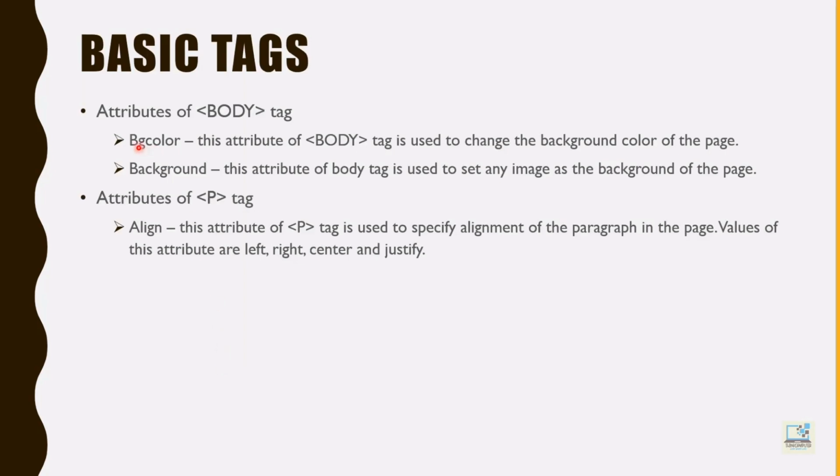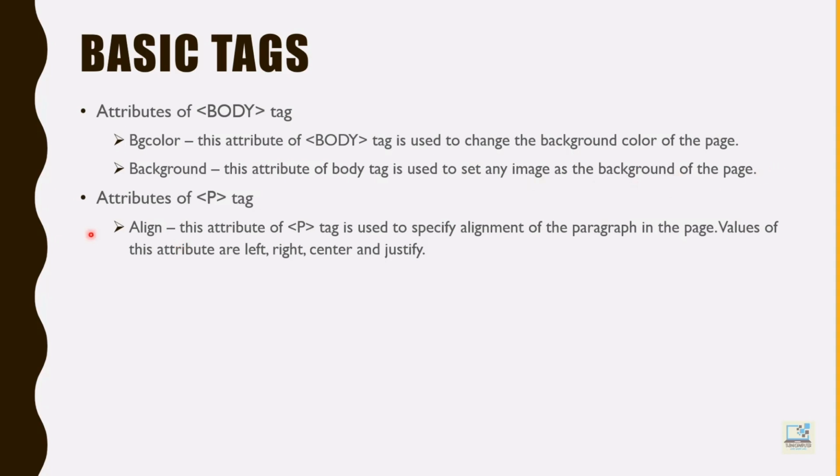Now let us discuss the attributes of body tag and attributes of P tag. Body tag, under which we will discuss two attributes, BGCOLOR and BACKGROUND. So what is BGCOLOR? This attribute of body tag is used to change the background color of the page. Whereas the background attribute of body tag is used to set any image as the background of the page.